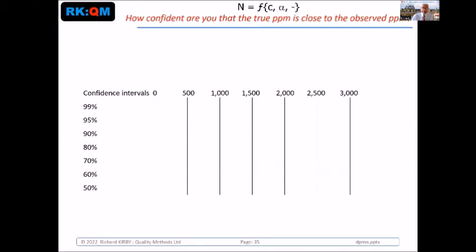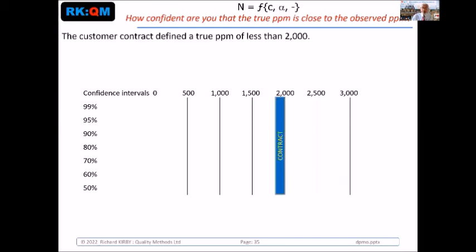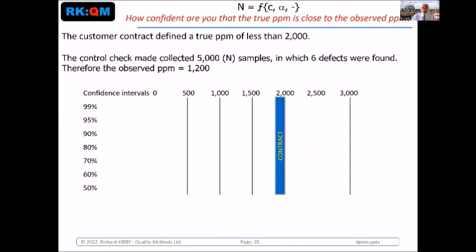Another way of looking at it, again, how confident are you that the true ppm is close to the observed ppm? The customer contract defined a ppm required of less than 2,000. The control check collected 5,000 samples, in which 6 defects were found. Let me mention here that all these confidence bands you're about to see relate to the same sample and same number of defects. We're just looking at different levels of confidence for the same control check. The observed ppm for 6 defects in 5,000 is 1,200.